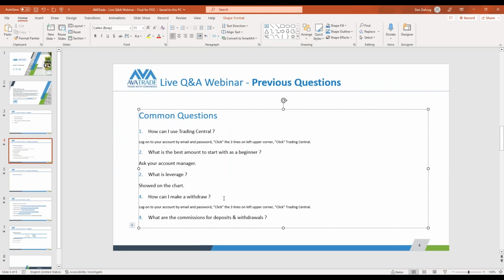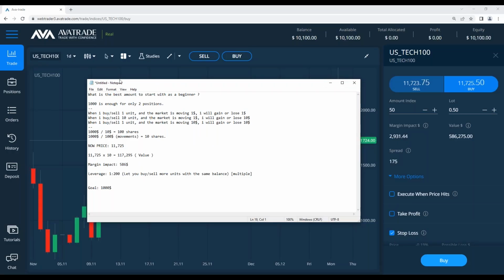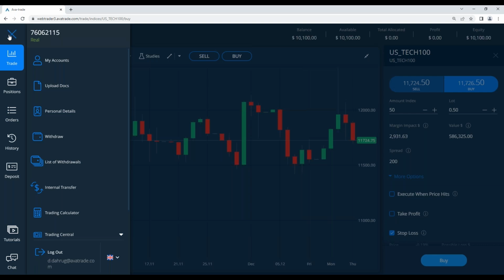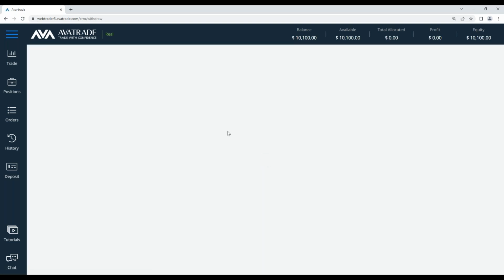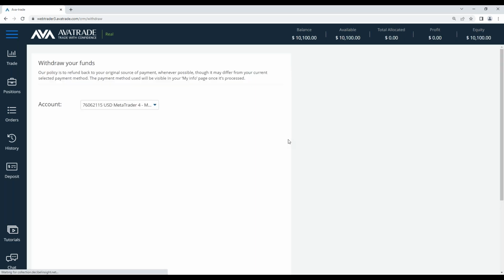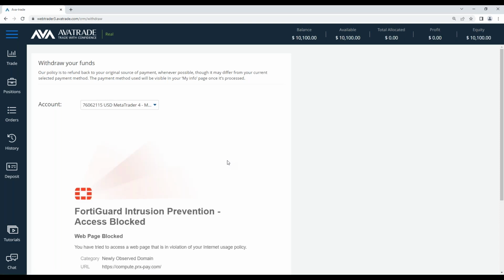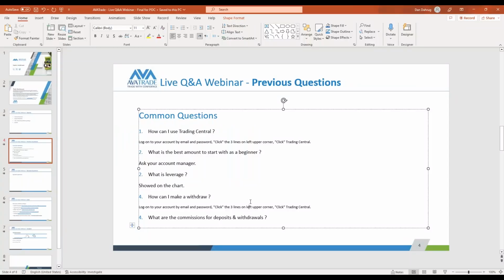Okay, so the last one: how can I make a withdrawal? This is super simple. We're going to go here on the three lines, as I wrote here previously, and click here on withdrawal. We're going to give it a few moments. Sometimes the withdrawal page needs a few moments for itself. Just a second. All right, let me see if I can fix it. Okay, so what about commissions? We're going to leave this one for later.